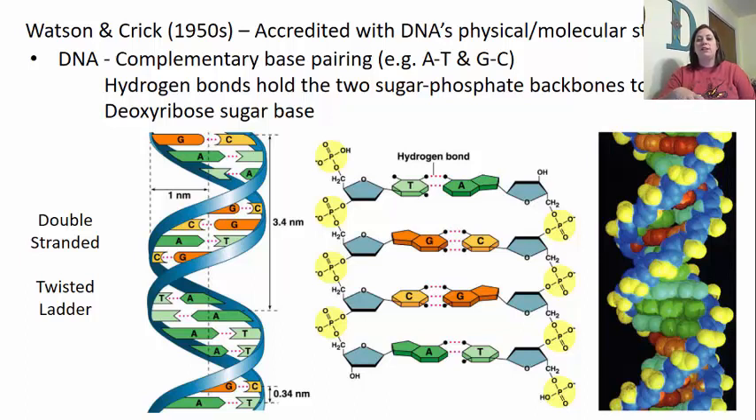So if we really look at this, you can see it kind of looks like a ladder here. You've got the backbones located here, and they're held together by the rungs of the ladder, which are the hydrogen bonds. Also, guys, if you'll look here when we're looking at DNA, you'll see that the base pairs are A to T and G to C.